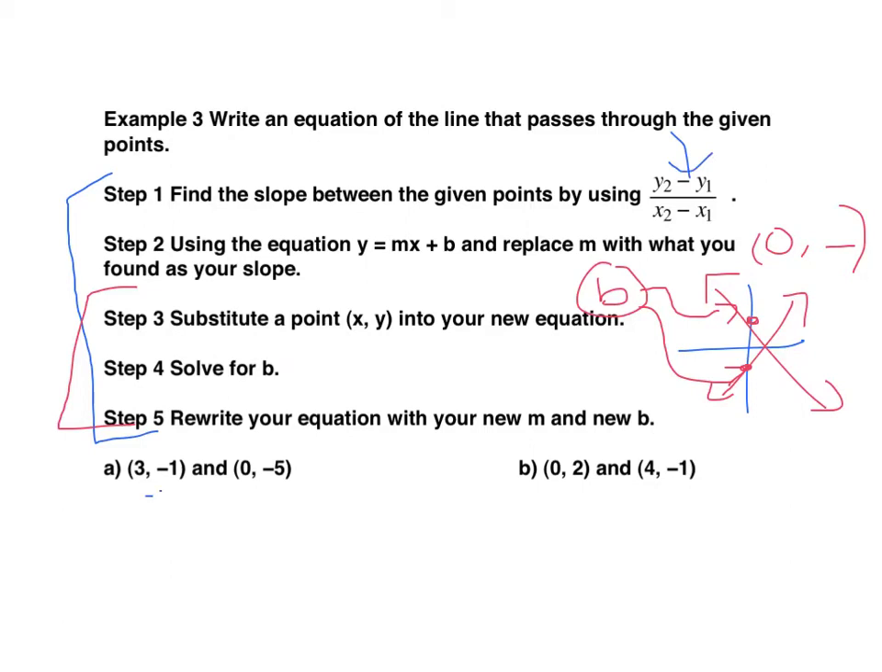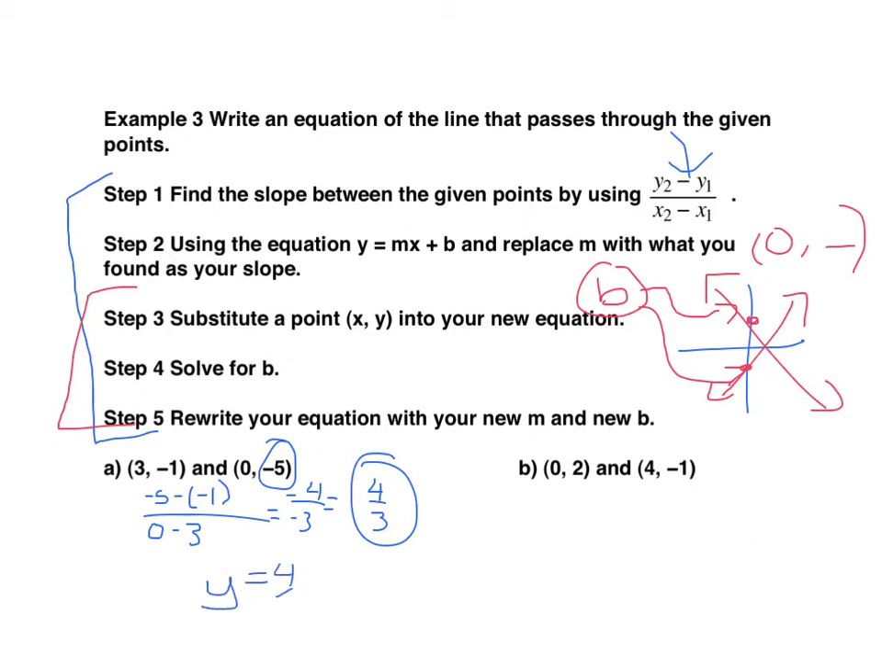So I can pick either one, but I'm going to go -5 minus -1 over 0 minus 3. -5 minus -1 is -4. 0 minus 3 is -3. If I have a negative over a negative, it's going to turn to a positive. So there's my slope. Here's my y-intercept. I write my equation. Y equals 4 over 3x minus 5.